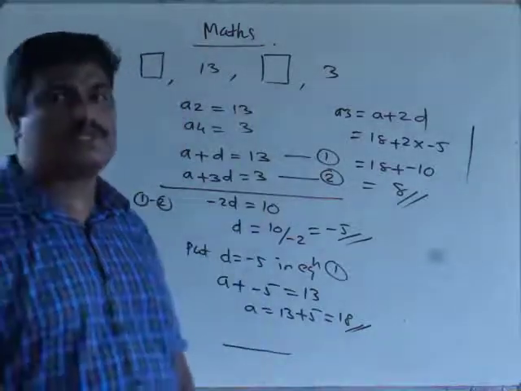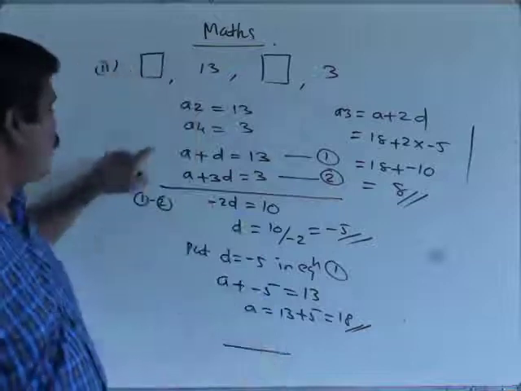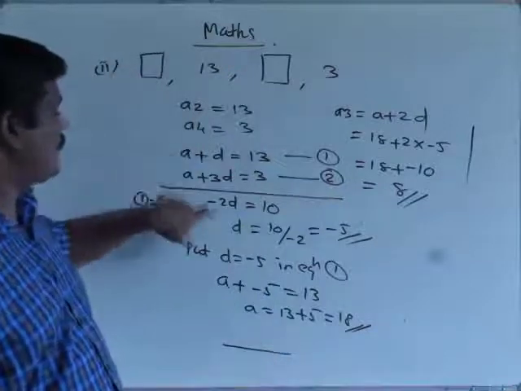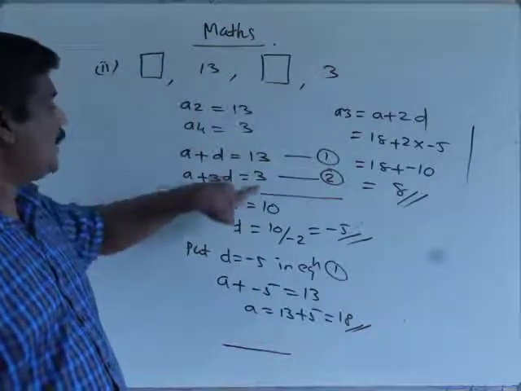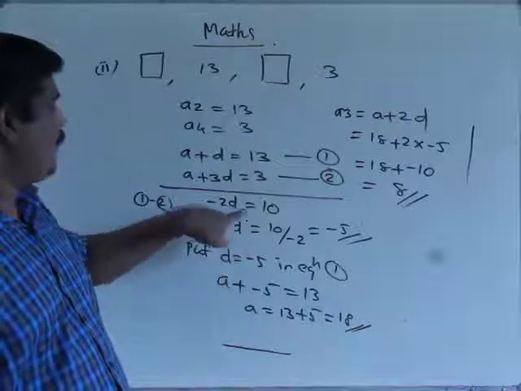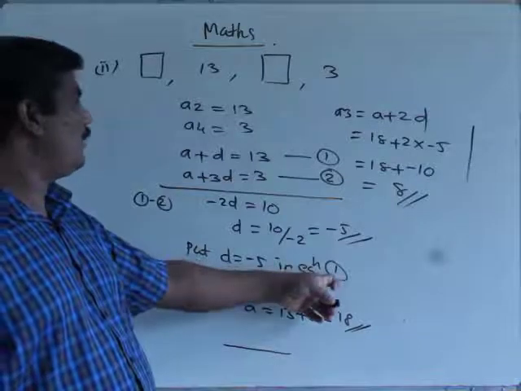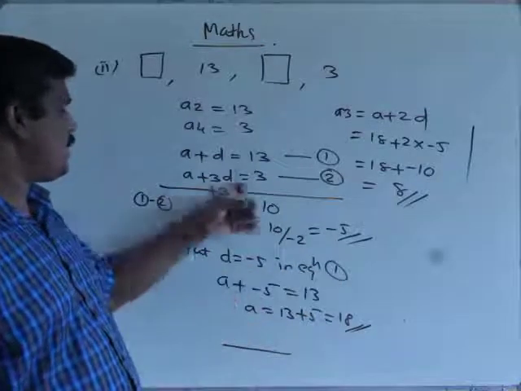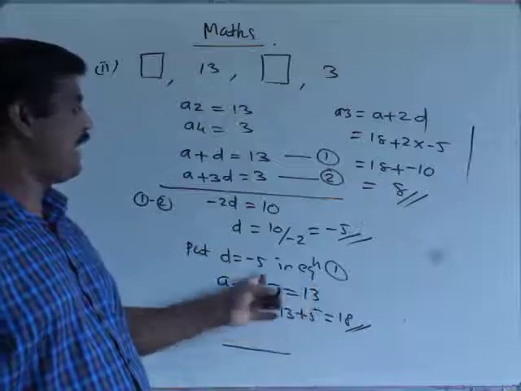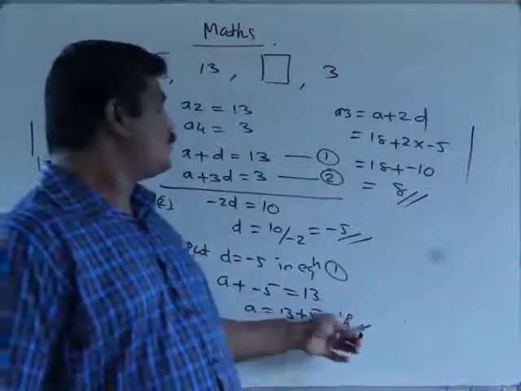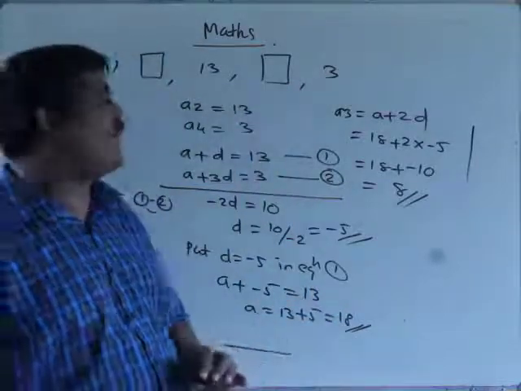We solve by using the elimination method. Equation 1 minus equation 2: A minus A is 0, D minus 3D is minus 2D, 13 minus 3 is 10. Then D equals 10 divided by minus 2, equal to minus 5. Then put D equal to minus 5 in equation 1. So A plus D, that is A plus minus 5, equal to 13. A equals 13 minus 5, I will write plus 5. So I am going to find out the next box, the third box, A3.